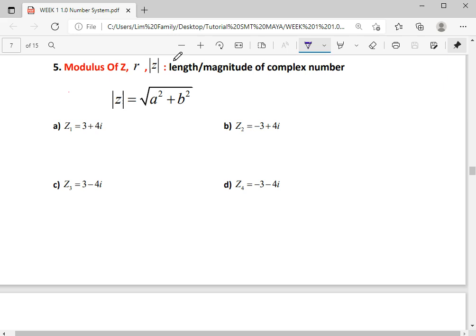The formula for modulus will be the square root of a squared plus b squared. You can see, without i. So it is very important every time you have a complex number, you manage to identify what is a and what is b.